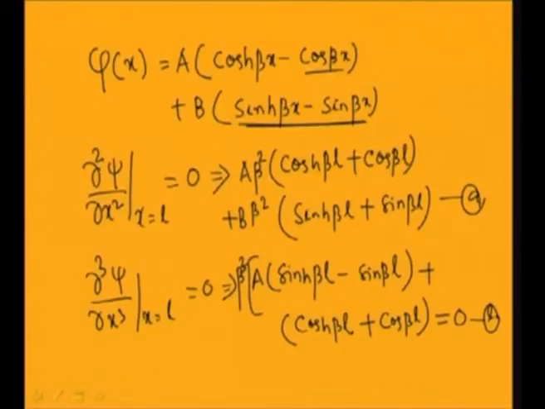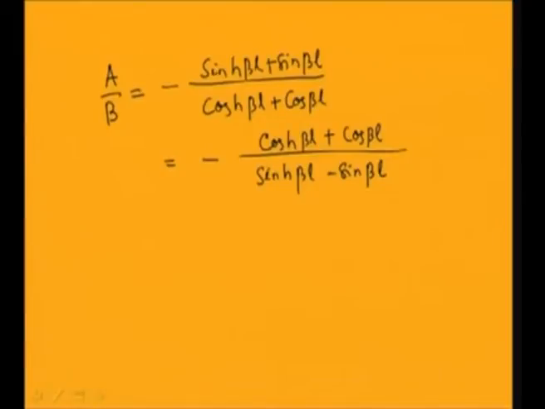So a by b in this case is sinh beta L plus sin beta L by cosh beta L plus cos beta L, and in this case it becomes cosh beta L plus cos beta L by sinh beta L minus sin beta L. As they are equal, I can find the frequency equation from this. By cross multiplying, this is sinh beta L plus sin beta L, and this is sinh beta L minus sin beta L.